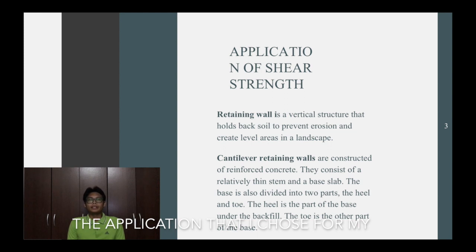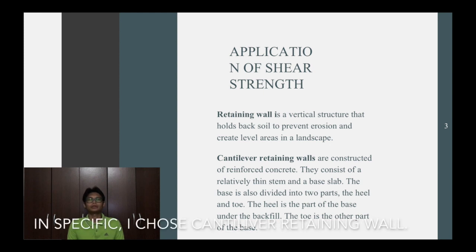The application that I chose for my case study is retaining walls. Retaining walls have four main types: gravity walls, piling walls, cantilever walls, and mechanically stabilized earth walls. A retaining wall is a vertical structure that holds back soil to prevent erosion and create level areas in a landscape. In specific, I chose cantilever retaining walls.